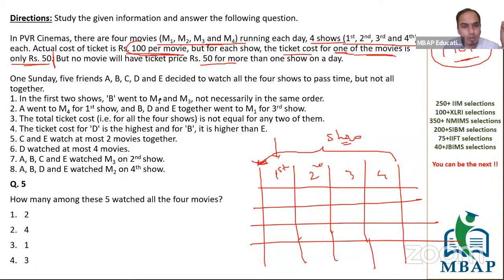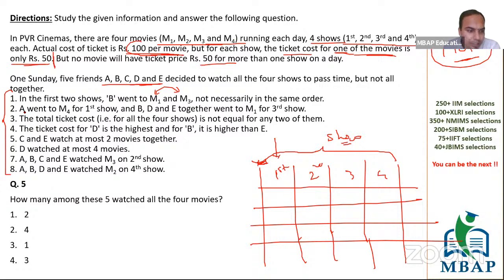Perfect. Now, if I go down here and start looking at the clues, because at the end of the day, these are the clues that I have to see. The first clue says in the first two shows, B went to M1 and M3, but not necessarily in the same order. There are five friends, which is also a parameter. Now B went to M1 and M3, so I'm getting two possibilities in the first two shows, 1 and 2.